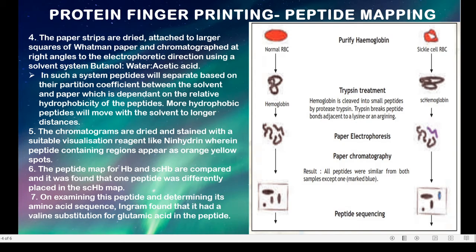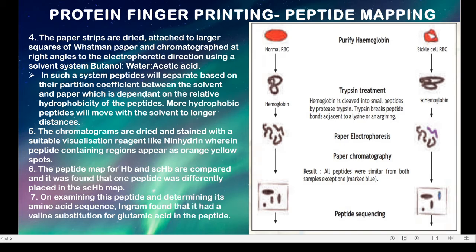After the paper chromatography is over, we take the paper, dry it, and stain it with a reagent called ninhydrin. If you remember, in 11th standard we studied that to trace out protein we use ninhydrin, which will give you Ruhemann's purple color. The exception is proline, which gives you yellow color. So here, when you trace out with ninhydrin and compare both the strips, all the amino acids are at the same location, at the same distance.